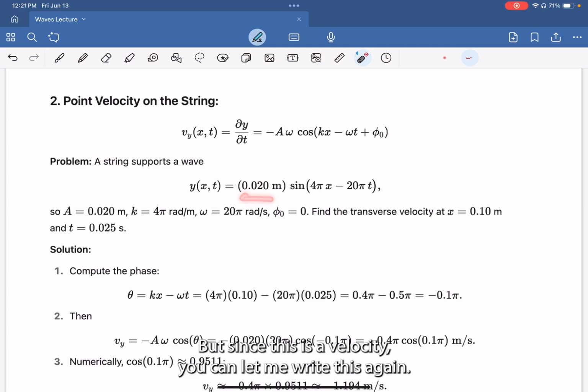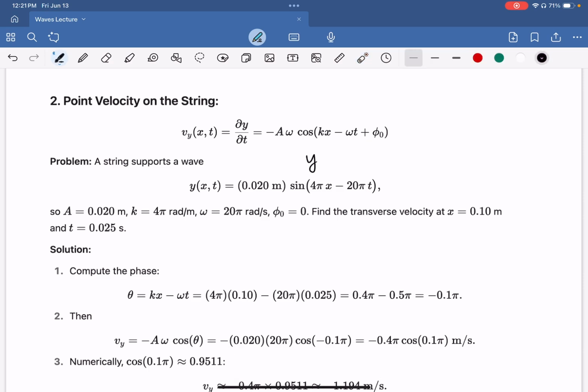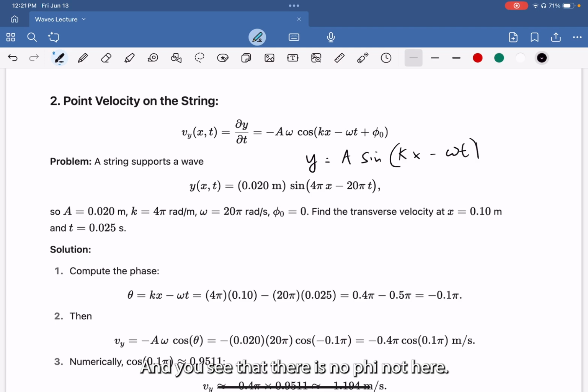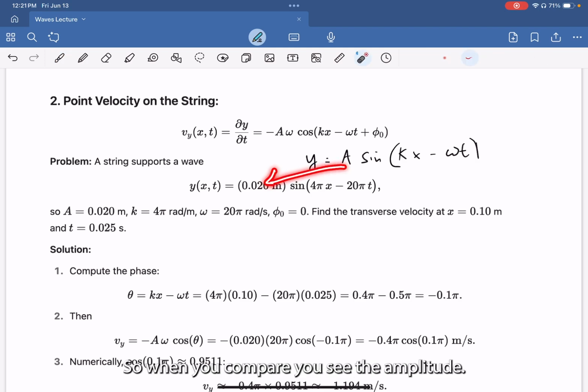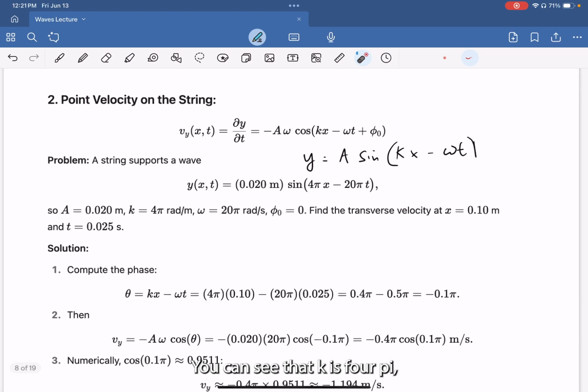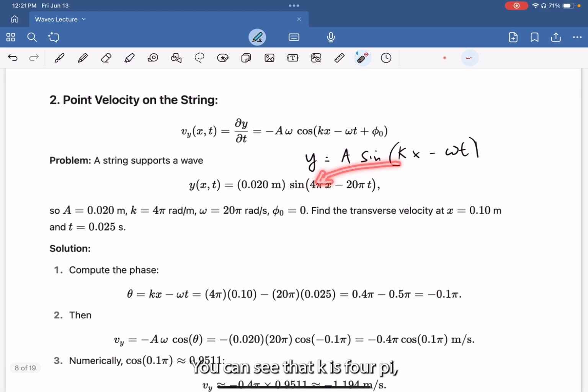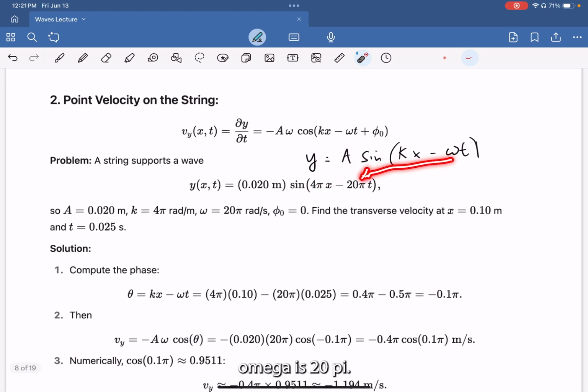That's amplitude. But since this is velocity, let me write this again. I'm having to write this multiple times. Okay, kx minus omega t. And you see that there is no phi naught here, so I'm not writing that. So when you compare, you see the amplitude, you can see that k is 4 pi, omega is 20 pi.